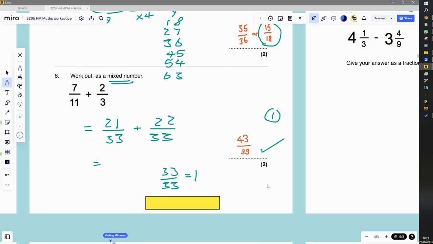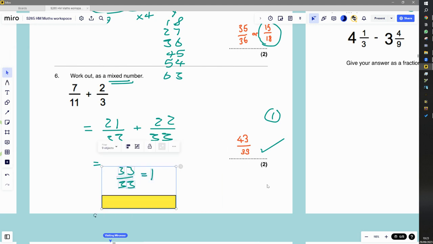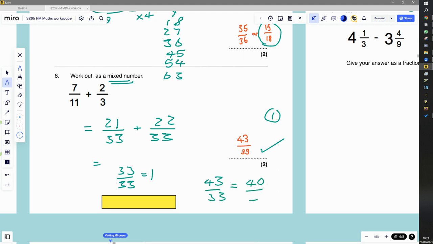And what I can do is use the chunking method again, and I can say that 43 over 33 is the same as 40 over 33 plus 3 over 33. That's just chunking it, not very usefully, though. What I want to do is make one of the chunks the same as 33 over 33, because I know that is 1. So 43 over 33 is the same as 33 over 33. And then how many more are left? 13. Oh, no, not 13. 10.